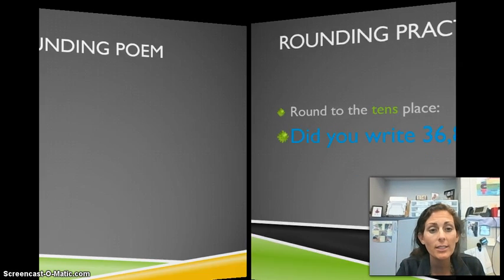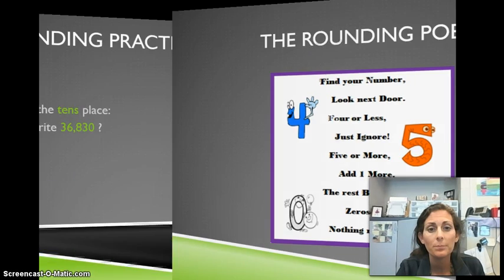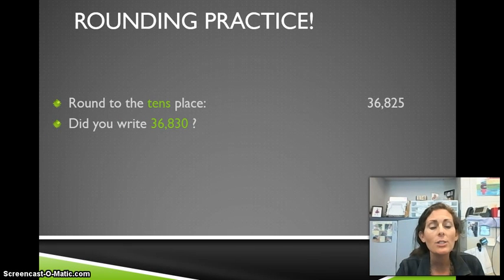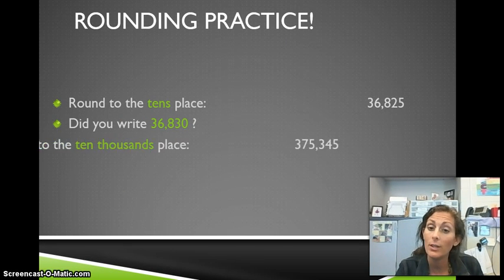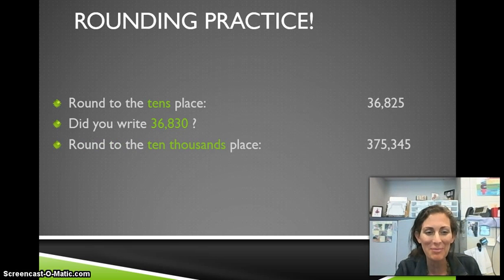Our next practice problem says round to the tens place. And we did that. So here's our next practice problem. It says round to the 10,000s place. We have 375,345. So go ahead and push pause and round it to the nearest 10,000s place. When you're ready, push play.